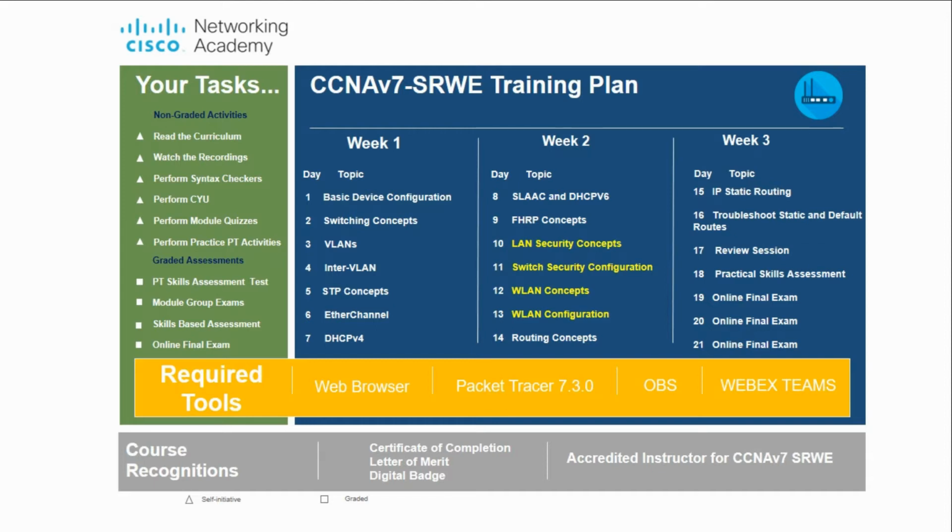In week 2, we have SLAAC and DHCP version 6. We have the FHRP concepts. Then we have the LAN security concepts, switch security configuration, wireless LAN concepts, wireless LAN configuration, and also routing concepts. In week 2, you will notice chapters 10 and 13 are highlighted. It means that these topics are new in this module.